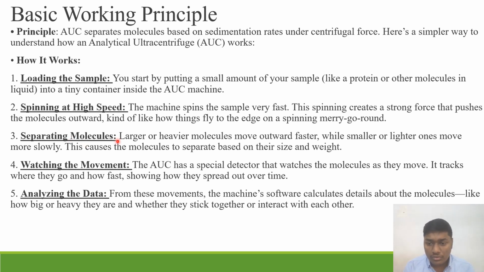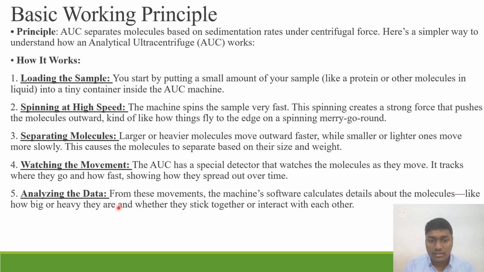And third thing is separating the molecules. Larger or heavier molecules move outwards faster, while smaller or lighter ones move more slowly. This causes the molecules to separate based on their size and weight. Fourth, watching the movement. The analytical ultracentrifuge has a special detector that watches the molecules as they move. It tracks where they go and how fast, showing how the molecules spread out over time.